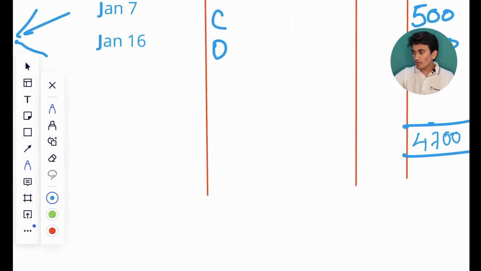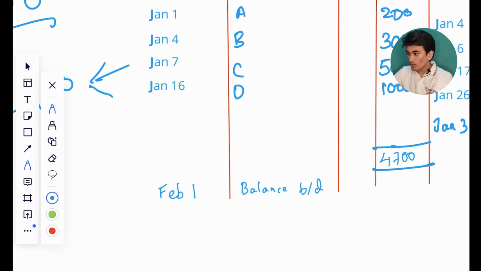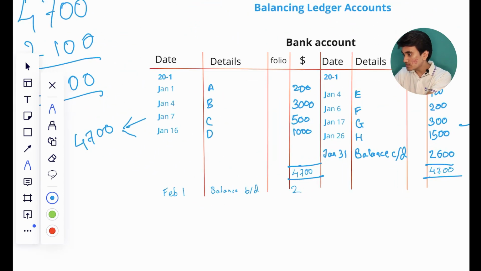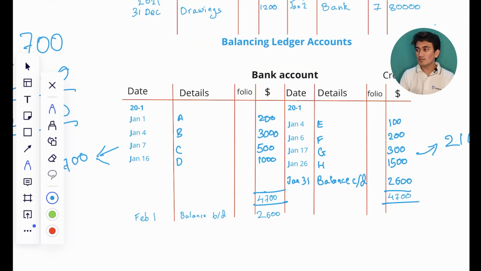So when I start my February month, I'll write February 1st on the debit side. Why debit side? Because that is the amount left in the bank. It's a positive balance. And I'll write over here balance brought down of 2600. And this is how I balance my ledger account of the bank.